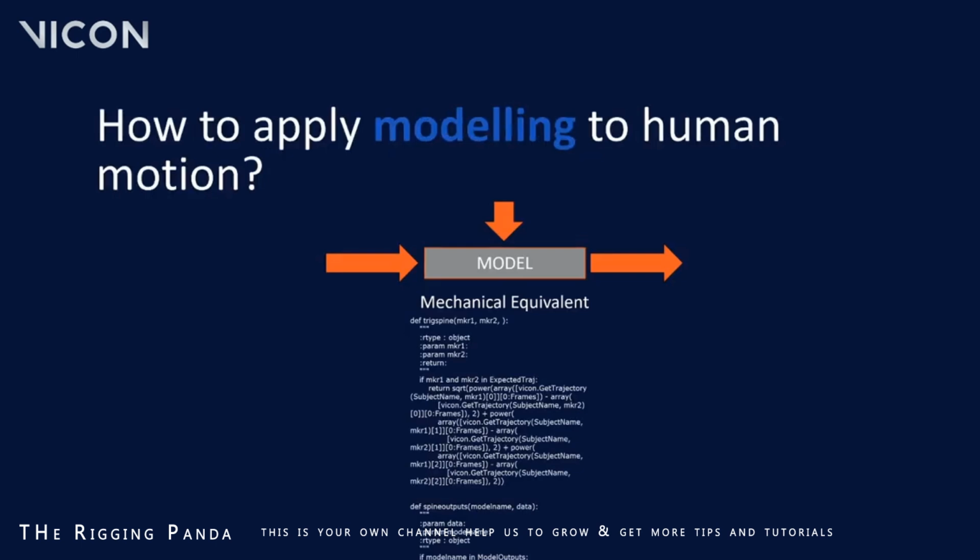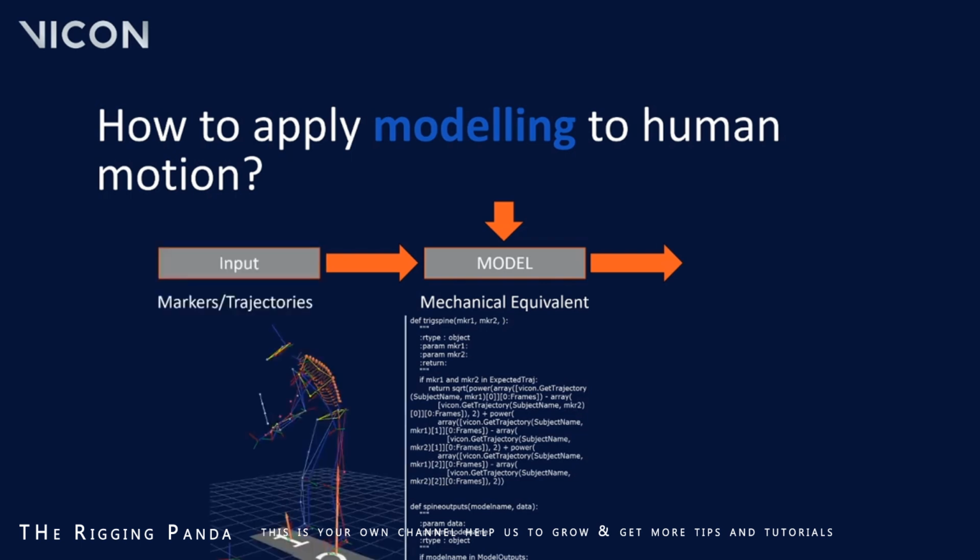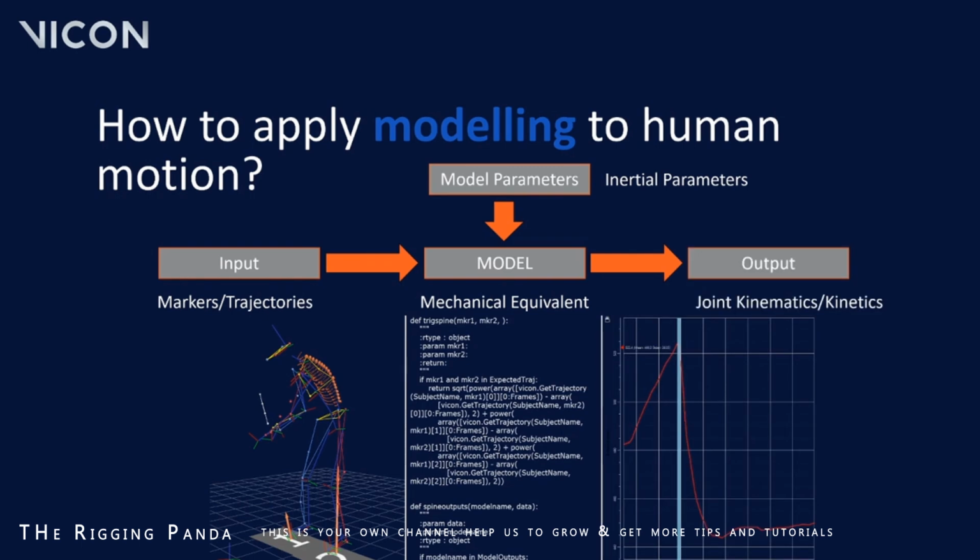Now that we know why we need a biomechanical model, let's look at how we can apply modeling to human motion. First, we have our markers or our trajectories, our input. This information will be provided by your motion capture system. Secondly, we have any inertial parameters, for example, anthropometrical data. Both these inputs get applied to our biomechanical model. In this example, we have our output, looking at compression in the spine.